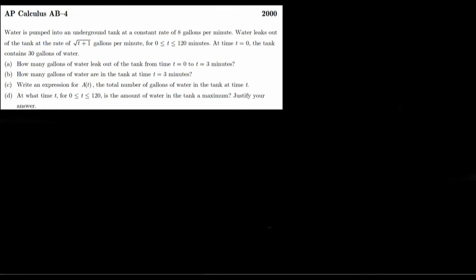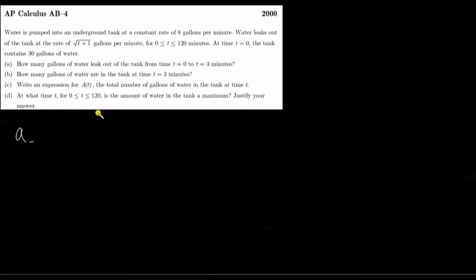Okay, so part A asks, how many gallons of water leak out of the tank from time t equals 0 to t equals 3 minutes? Alright, so when we are dealing with water coming out of the tank, the relevant expression in the paragraph here is the square root of t plus 1 part, because that's talking about how much water is leaking out of the tank. But if we just plug in a specific t value, that's going to tell us how much water is leaking out of the tank at that specific time.